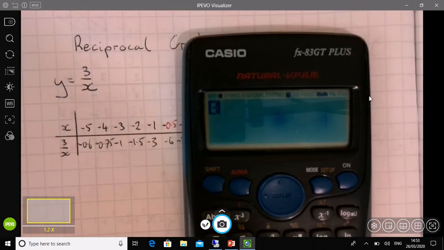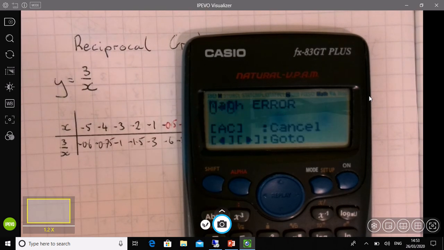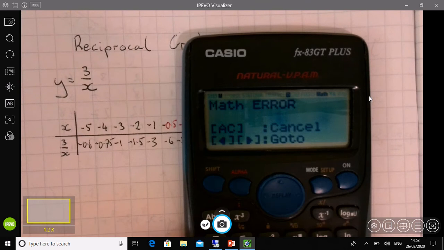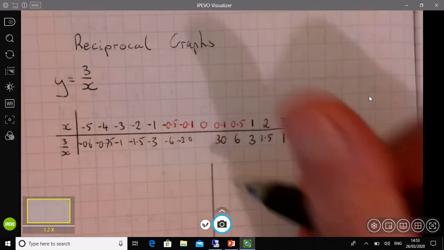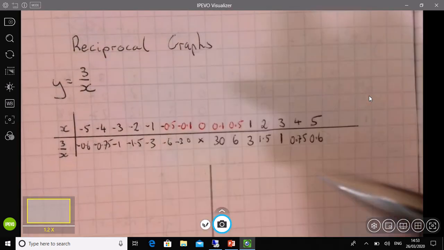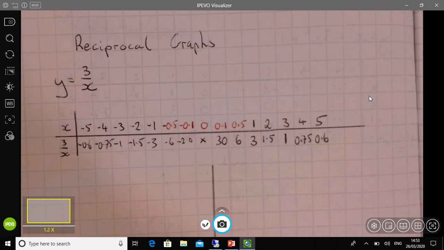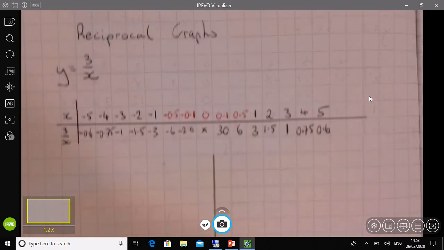Okay. If you want to, now try and do 3 divided by 0 on your calculator. If you do 3 divide 0, it doesn't like it. You can't divide by 0. You can't share between 0 people. It doesn't make sense. So oddly, there's no answer. So how are we going to draw a graph of this? Let's have a little look.